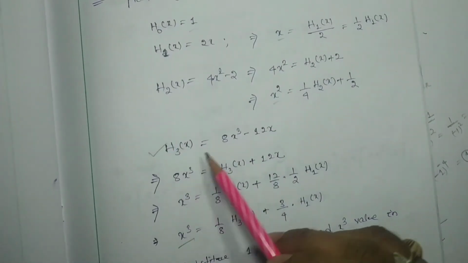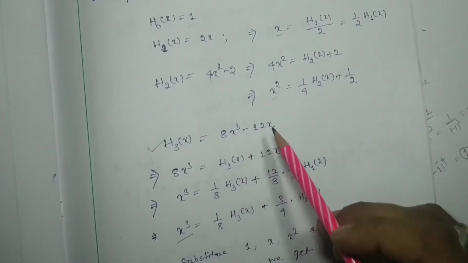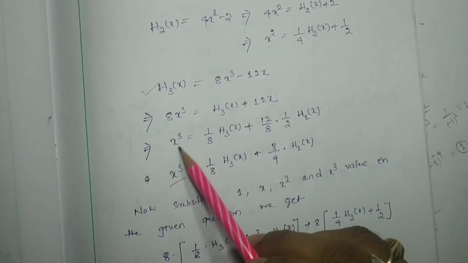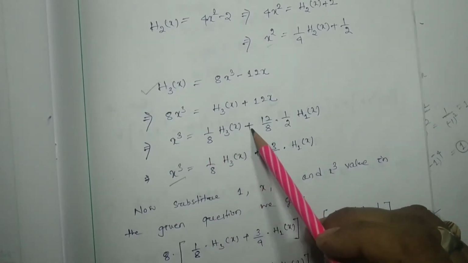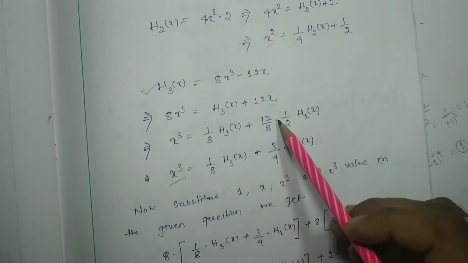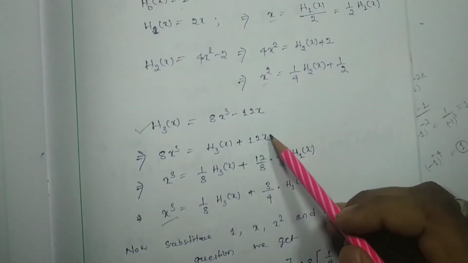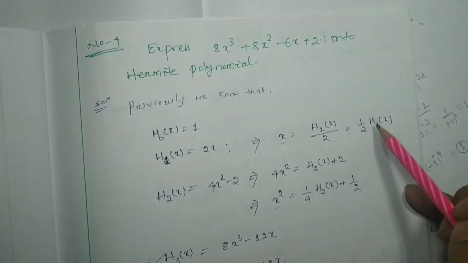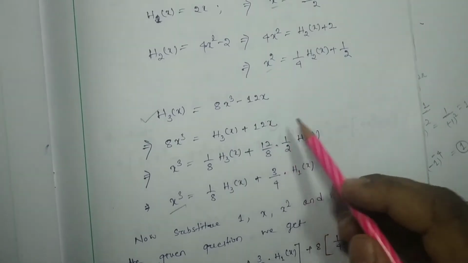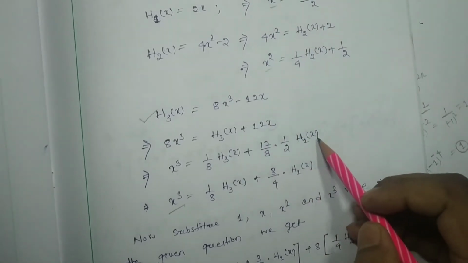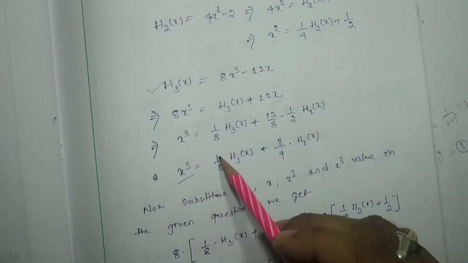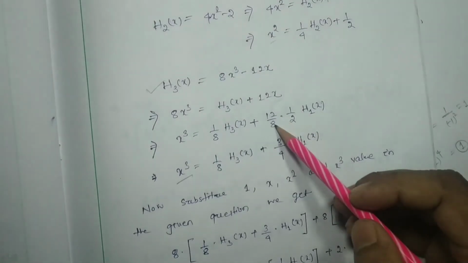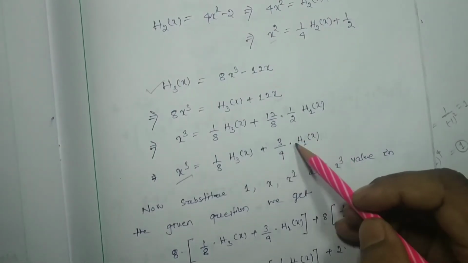H3(x) we know is 8x cube minus 12x, that implies 8x cube will be equal to H3(x) plus 12x, that implies x cube will be equal to 1 by 8 H3(x) plus 12 by 8 into 1 by 2 H1(x), because instead of x we can write 1 by 2 H1(x). So here instead of x we wrote 1 by 2 H1(x). So x cube will be 1 by 8 H3(x) plus, 12 by 8 is nothing but 3 by 2, here another 2, so 3 by 4 H1(x).